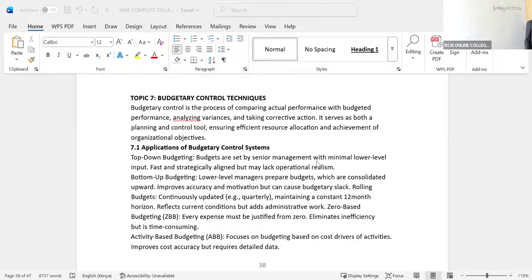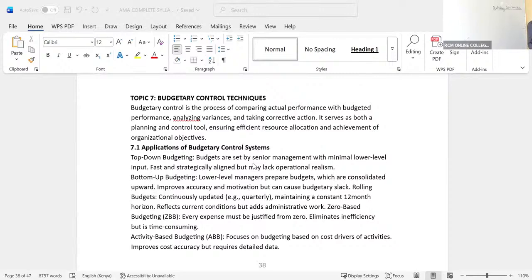It's fast to make because there is a lot of hustling here and there. So fast and strategically aligned, but may lack operational realism because most managers don't understand what happens in the business. Those lower cadre of employees are the ones who know this business better, and you don't want to involve them. Then we have bottom-up budgeting.